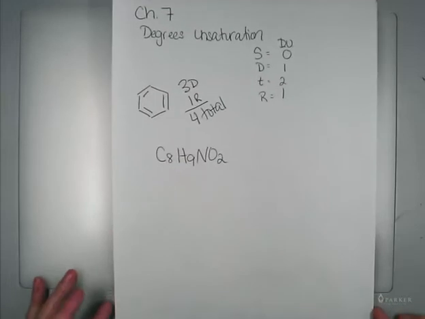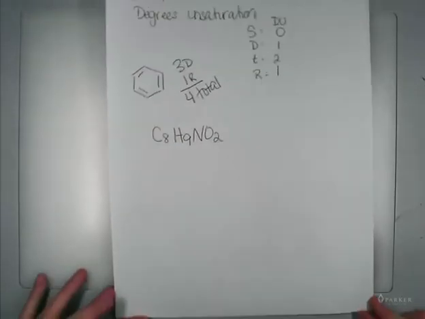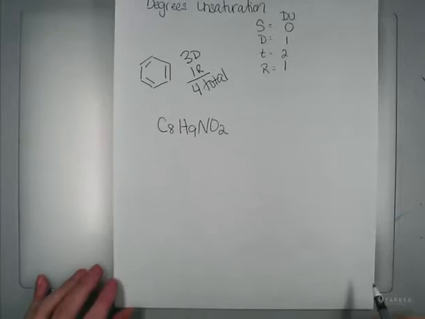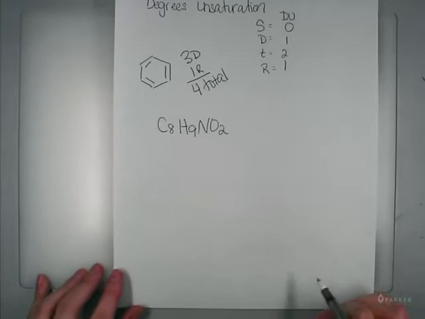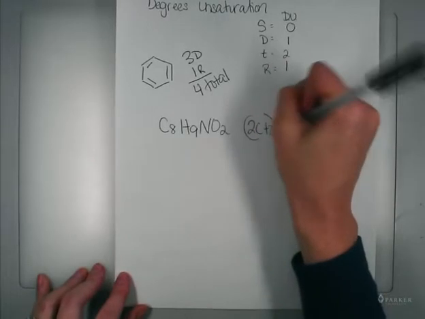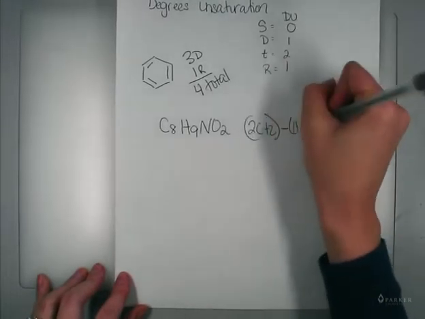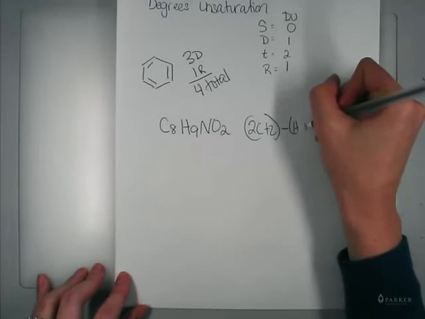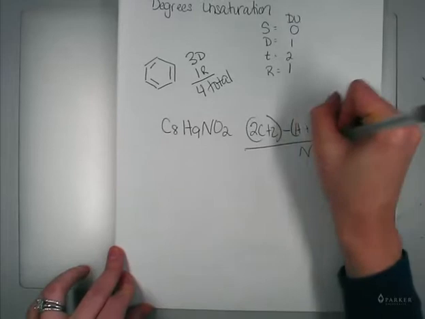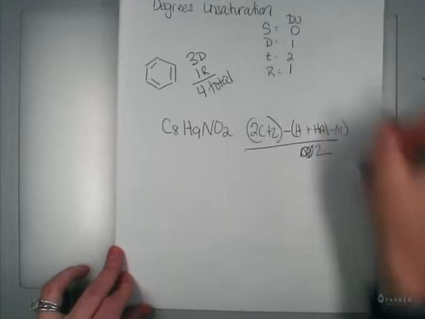Okay, so let's calculate the degrees of unsaturation here. So how do I start that out? The equation, yeah. 2C plus 2 minus H plus halogen minus nitrogen, divided by 2.